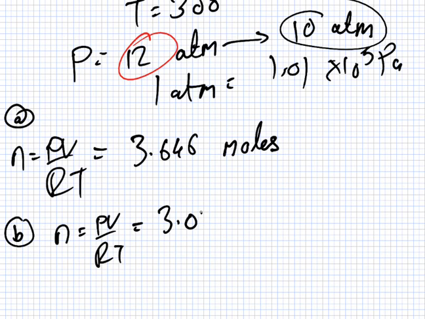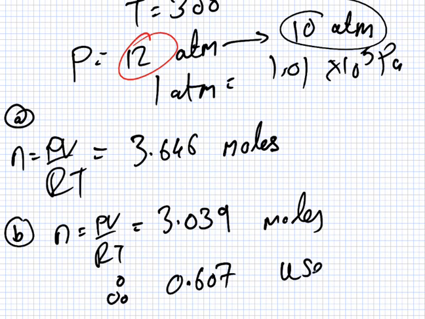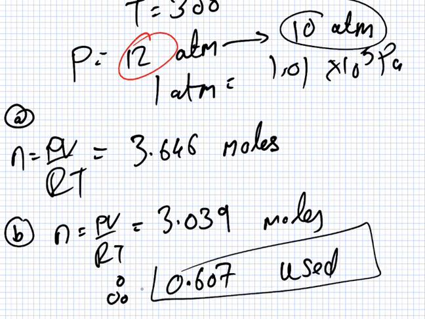So here I get 3.039 moles. Therefore, 0.607 moles were used, because that's the difference between the two tanks.